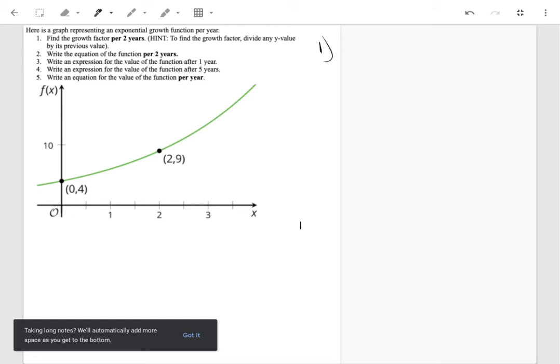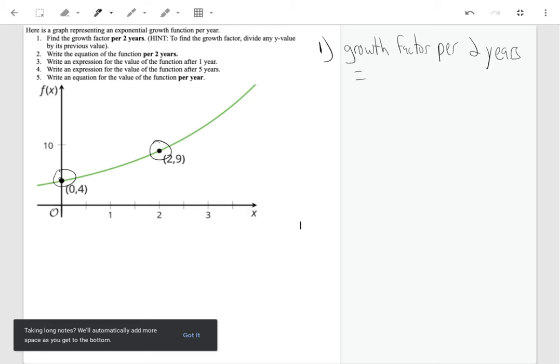So number 1. Find the growth factor per 2 years. Hint: to find the growth factor, divide any y value by its previous value. So per 2 years, we're going to use this point right here and this point right here. Notice it goes from 4 to 9, so it's definitely increasing.